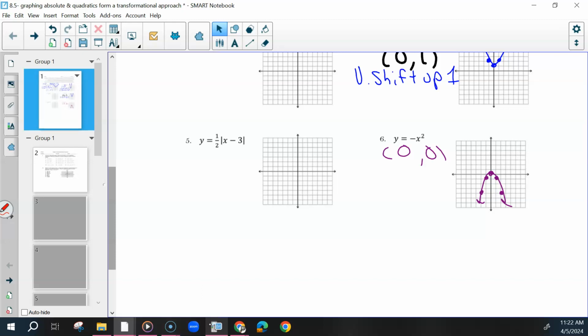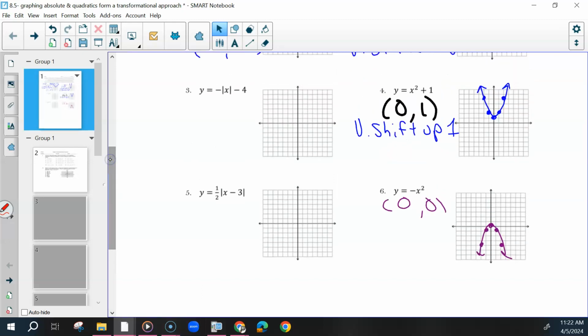Questions on how we find the vertex, how we graph these? I want you to do numbers 3 and 5. Do that before you move. Listen. Do that before you move. Get that checked. Do the vertex and the graph.